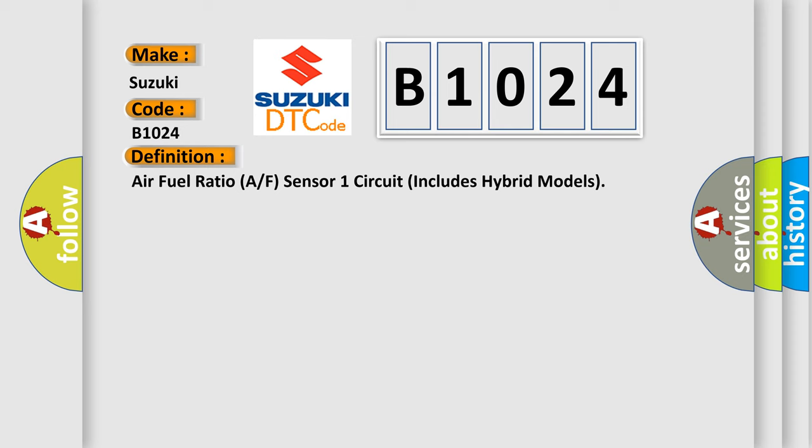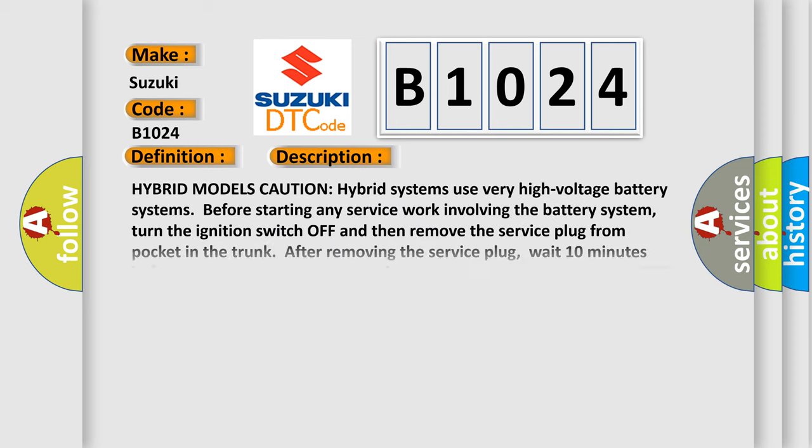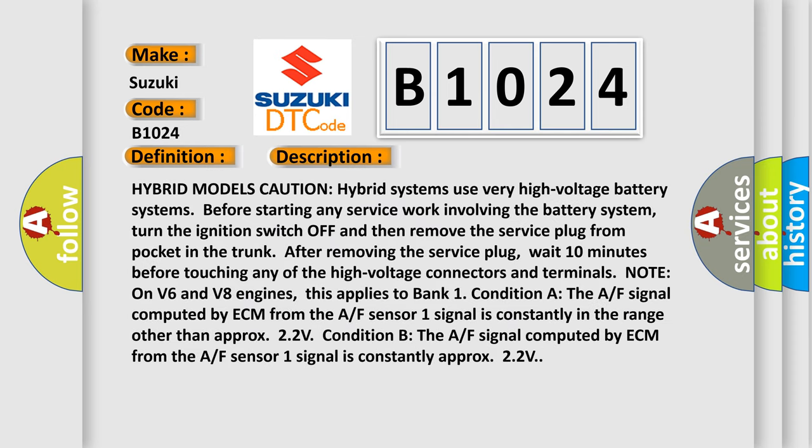And now this is a short description of this DTC code. Hybrid models caution: hybrid systems use very high voltage battery systems. Before starting any service work involving the battery system, turn the ignition switch off and then remove the service plug from the pocket in the trunk. After removing the service plug, wait 10 minutes before touching any of the high voltage connectors and terminals.